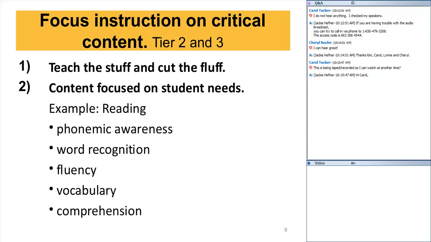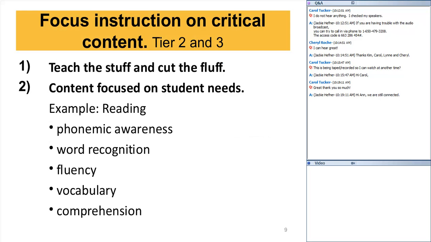So first, as I have long said, if we're looking at intervention, we have to cut the fluff and teach the stuff. Read that with me. Obviously, I need help today. Teach the stuff and cut the fluff. So, for example, in reading, we all know the major areas of reading: phonemic awareness, word recognition, fluency, vocabulary, comprehension. And what is different in Tier 2 and 3 is that we hone in on those areas that match the student's needs.